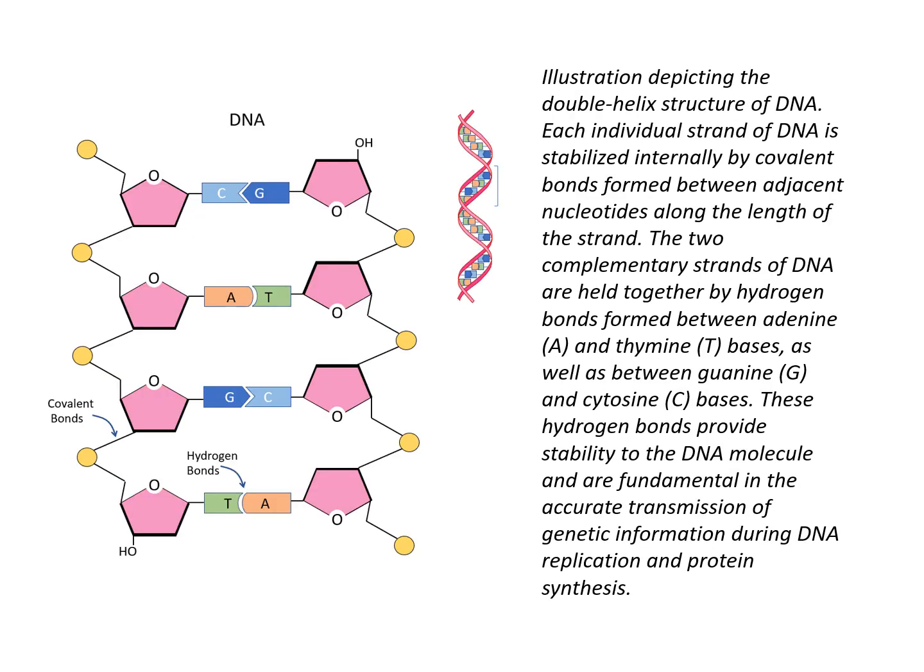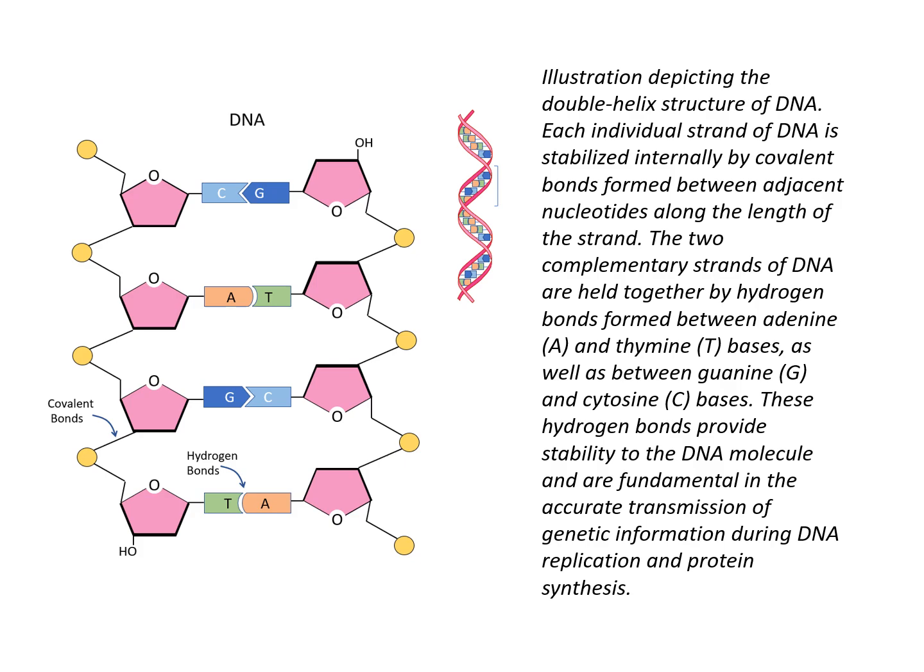This illustration shows the double helix structure of DNA. Each individual strand is stabilized by covalent bonds between adjacent nucleotides, forming a strong sugar phosphate backbone along the length of the strand. The two complementary strands are held together by hydrogen bonds between the nitrogenous bases: adenine pairs with thymine, and guanine pairs with cytosine. These hydrogen bonds add stability to the overall structure and play a crucial role in ensuring the accurate transmission of genetic information during DNA replication and protein synthesis.